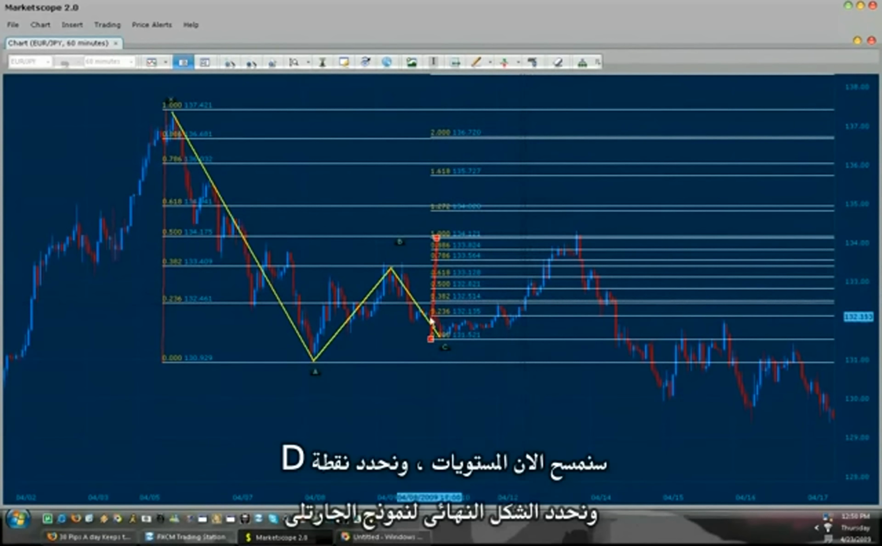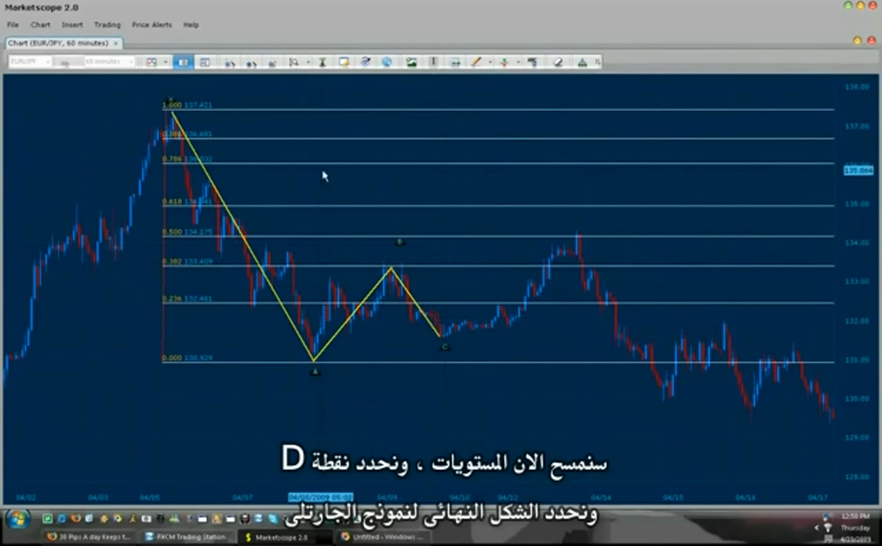So now I remove this and I label this point here as my D, and we finish drawing our Gartley pattern.